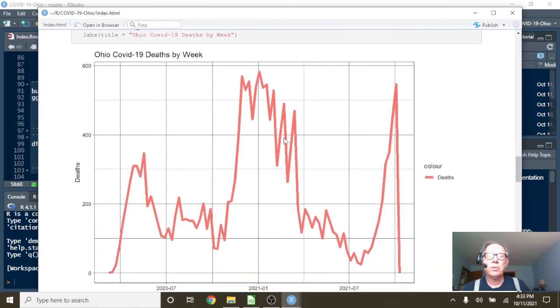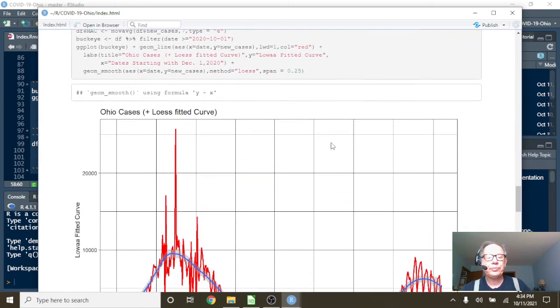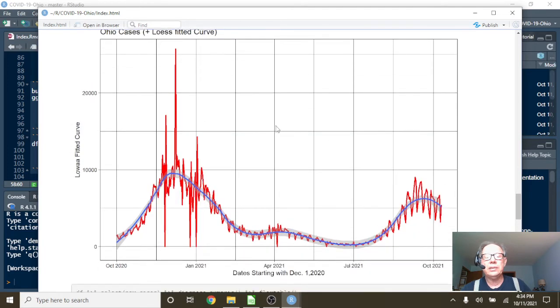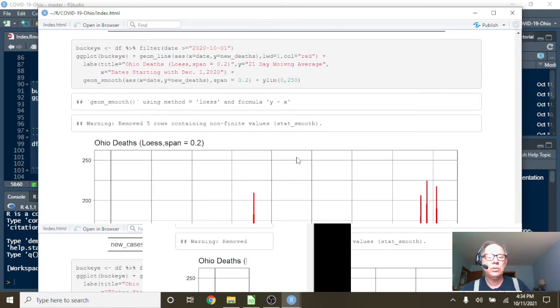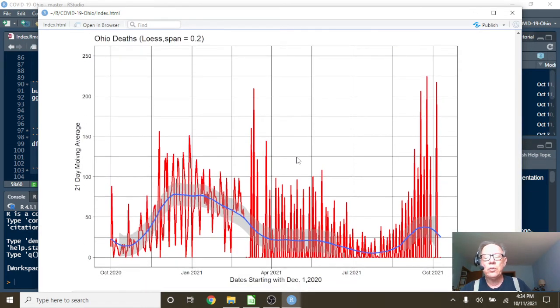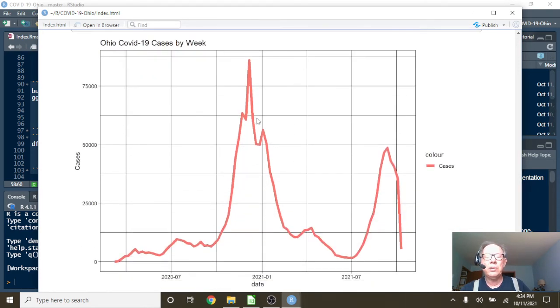A few summary statistics. Deaths by week, nothing really radical here. We already know what the trend is. This is cases. Same pattern, a long declining pattern down to July of 2021, then an increase in July, and now the numbers appear to be falling a little bit again. Summary statistics, a different way of looking at the same data. Cases by week, we know the drill, right?